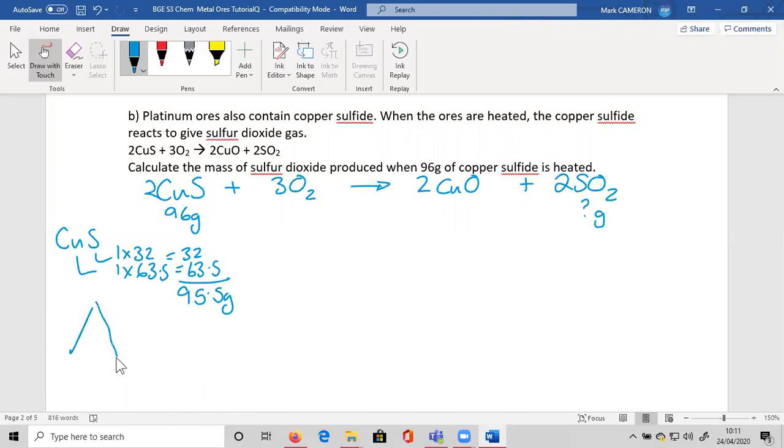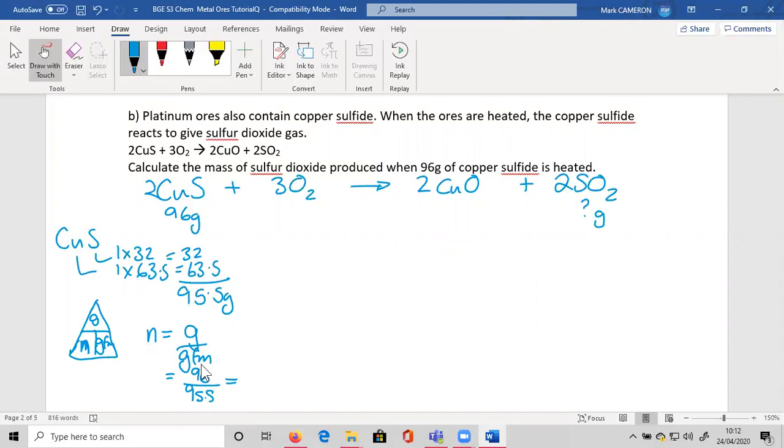So we look at our triangle, the triangle I mentioned earlier. The number of moles, which is n, is equal to mass over gram formula mass, right? Because remember, we've got 96 grams, we want to know how many moles that is. So the mass is the mass in the question, your 96, divided by your 95.5, which is going to be equal to 1 point something. Let's figure it out.